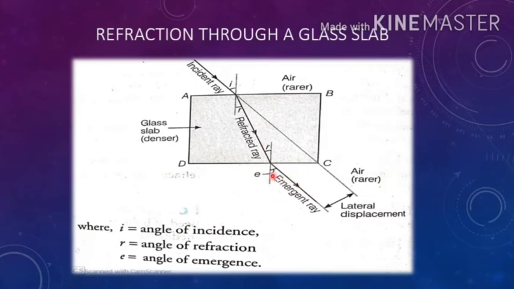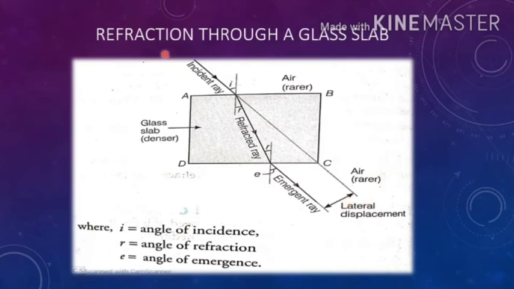So this is the normal and this is the emergent ray. It is not the reflected ray, it is the emergent ray. This is the incident ray, this is the emergent ray, and this angle is known as the angle of emergence. So e equals the angle of emergence, i equals the angle of incidence, and r equals the angle of refraction. So what is lateral displacement?